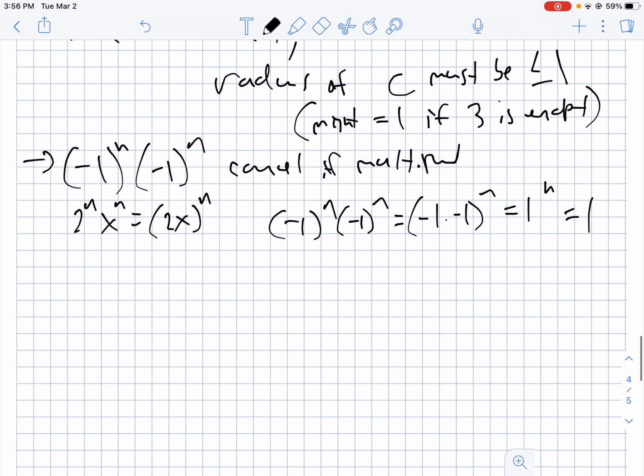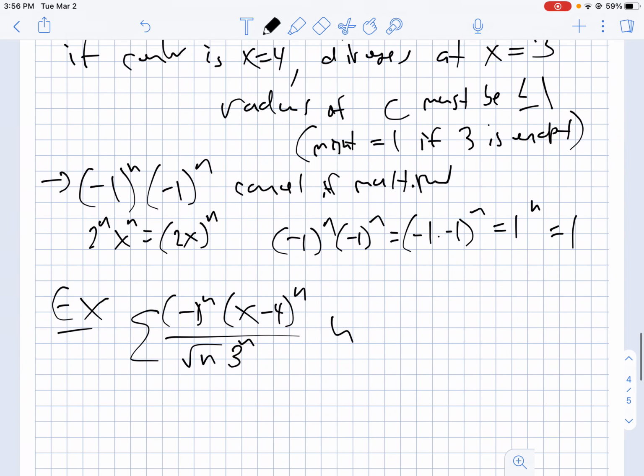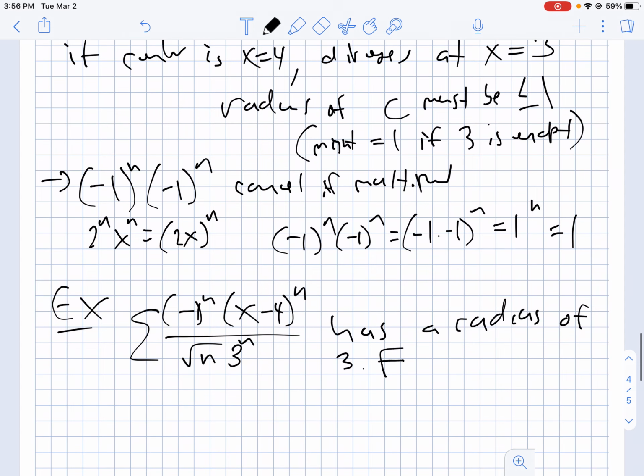So let me give you just one final example here. Suppose I tell you that we have the series of negative 1 to the n times x minus 4 to the n over root n times 3 to the n. And I tell you that this series has a radius of 3. And then I ask you to find the interval of convergence.